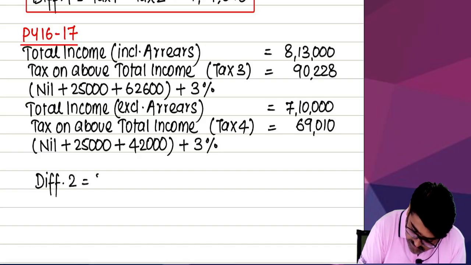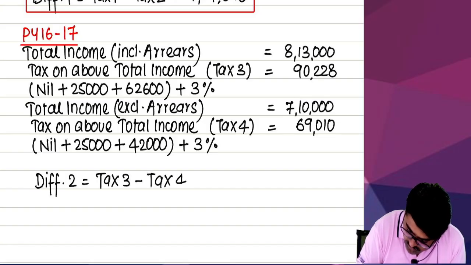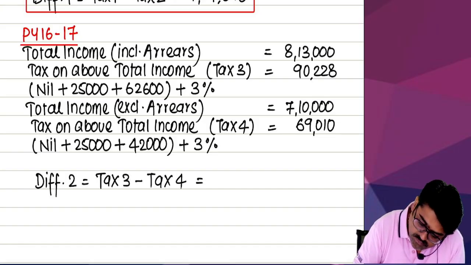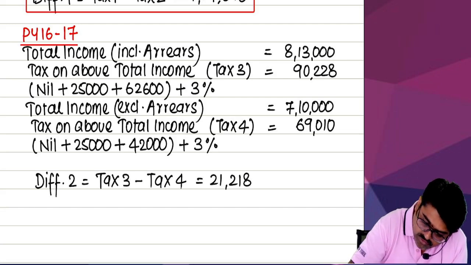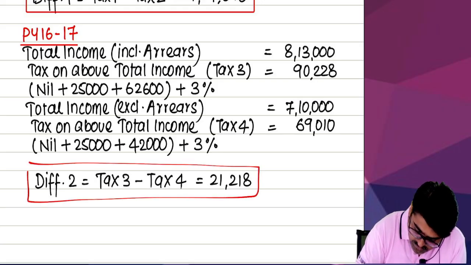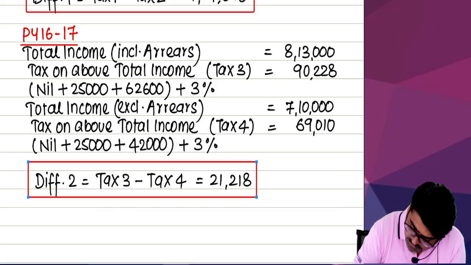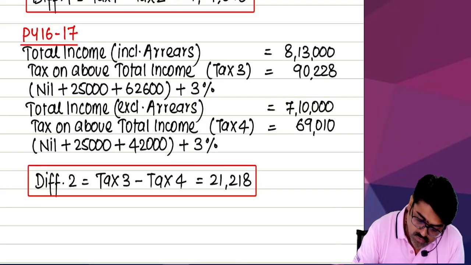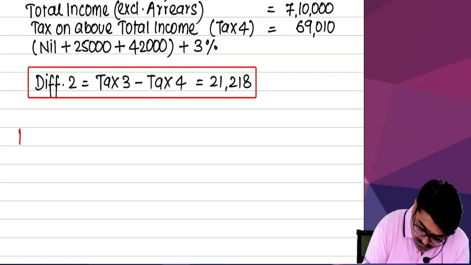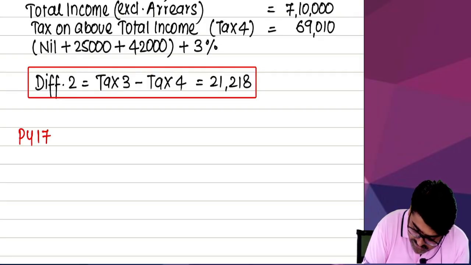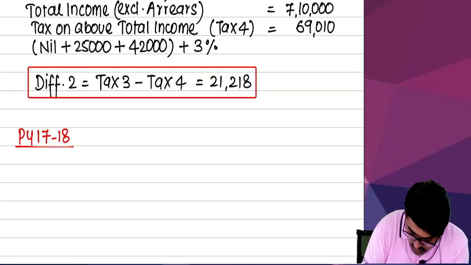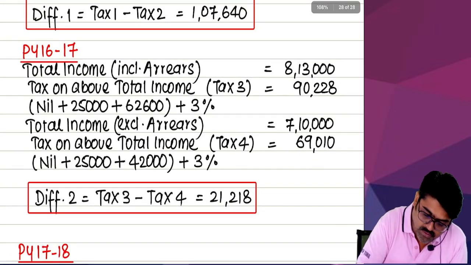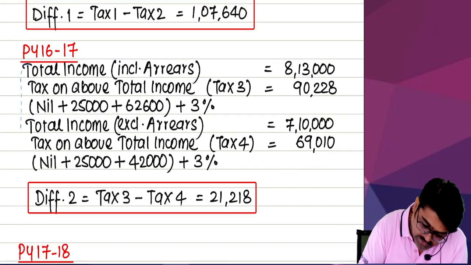Now this will give me difference 2. Difference 2 is nothing but tax 3 minus tax 4. How much? 21,218. This is my difference 2. Done, sir? Perfect. Now what I am going to do for previous year 17-18? I am going to calculate the same things. Total income including arrears, excluding arrears.